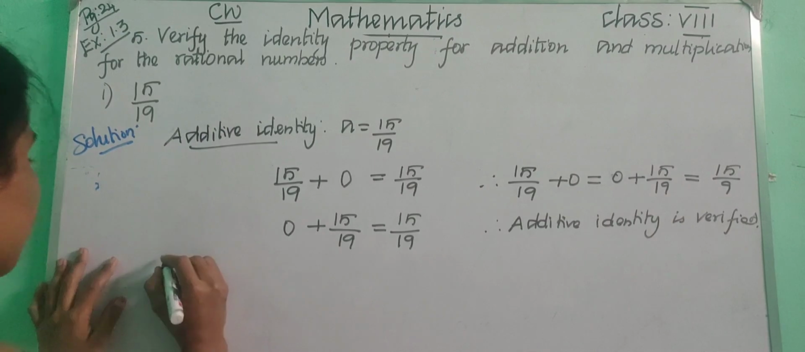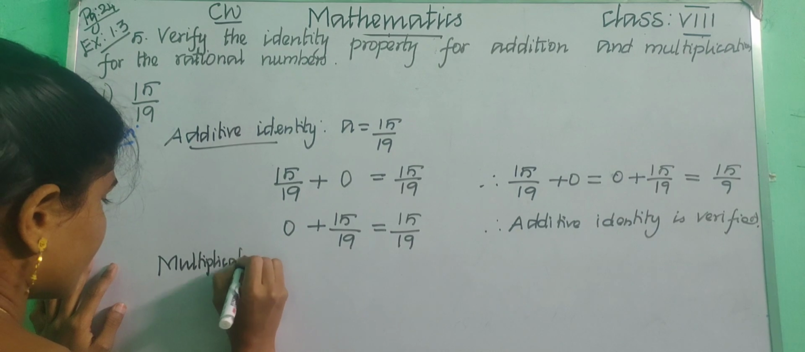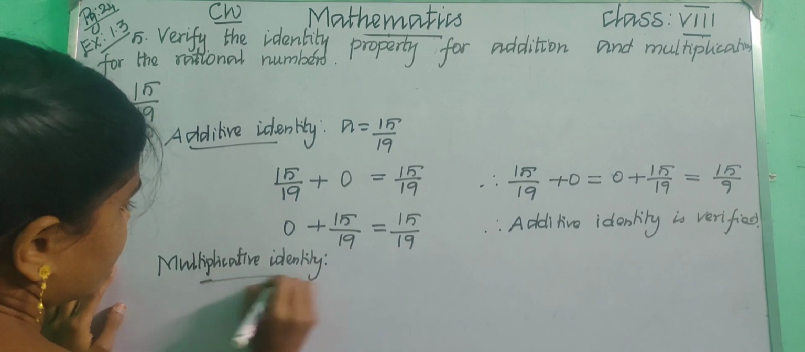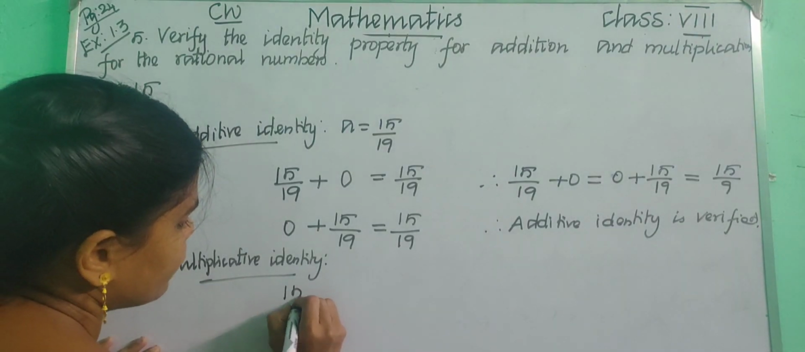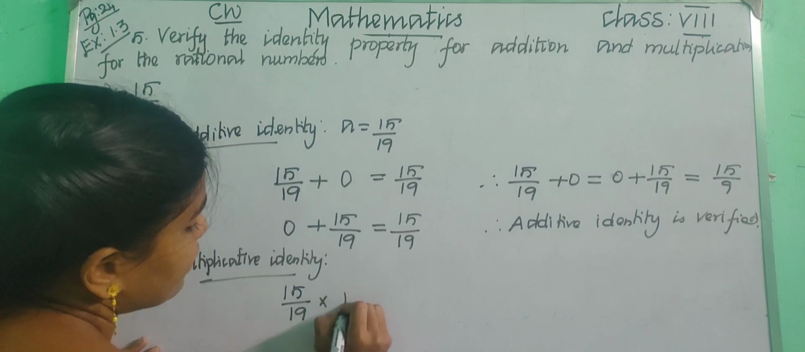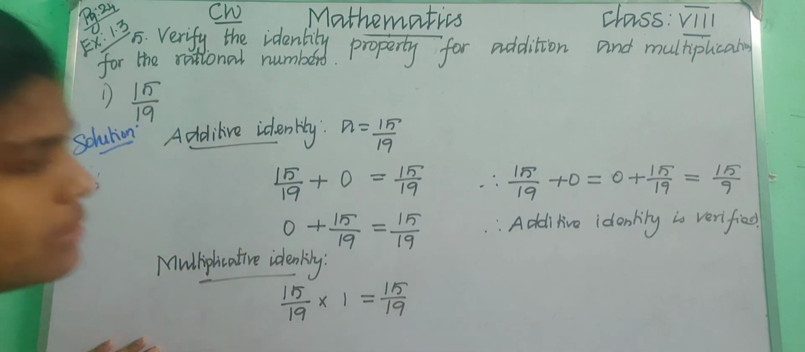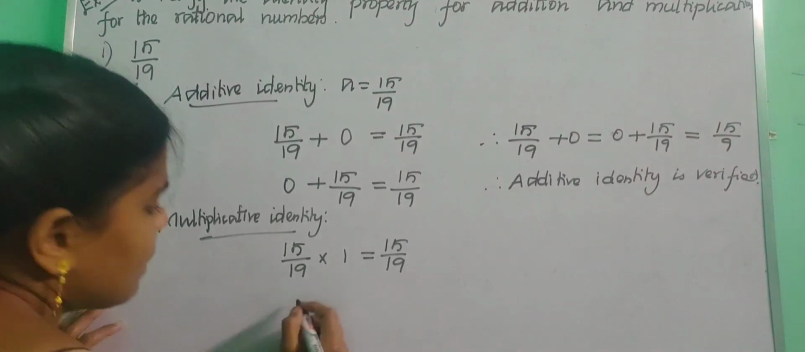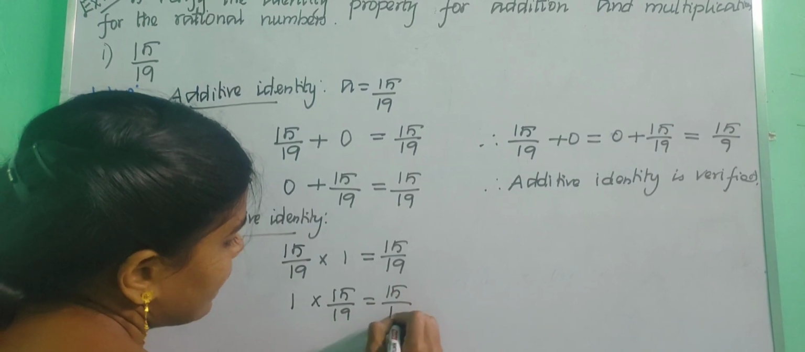Let us write multiplicative identity. So how will you find the multiplicative identity? Simply we need to multiply this 15 upon 19 into 1 equal to 15 upon 19 into 1. What will you get? You will get 15 upon 19. Is it children? And again, if you are multiplying 1 into 15 upon 19, what will you get? You will get the same 15 upon 19.